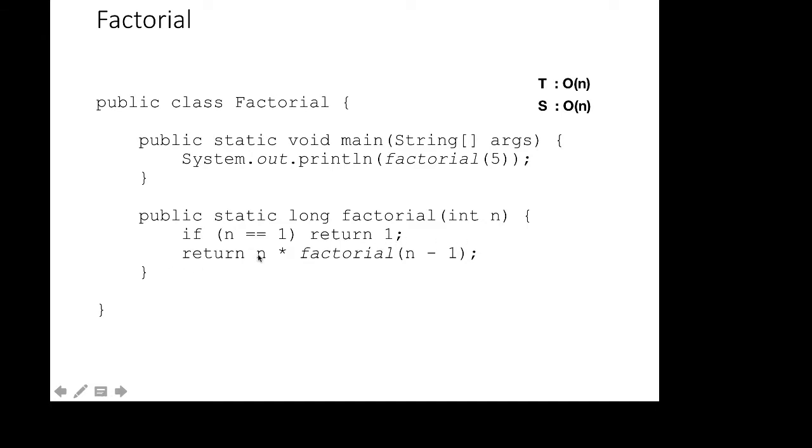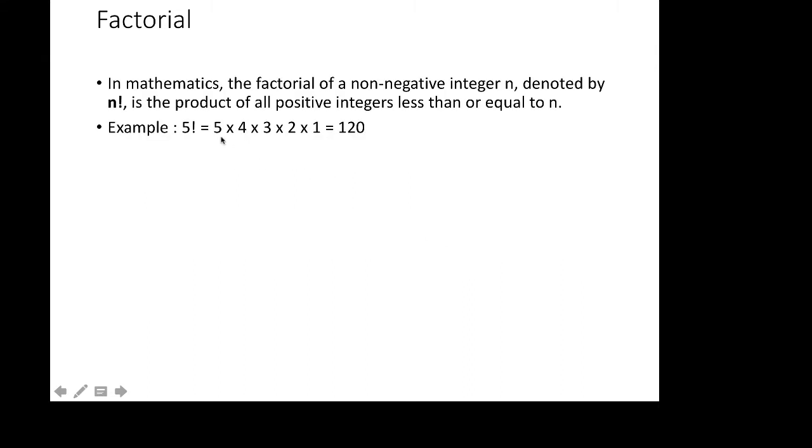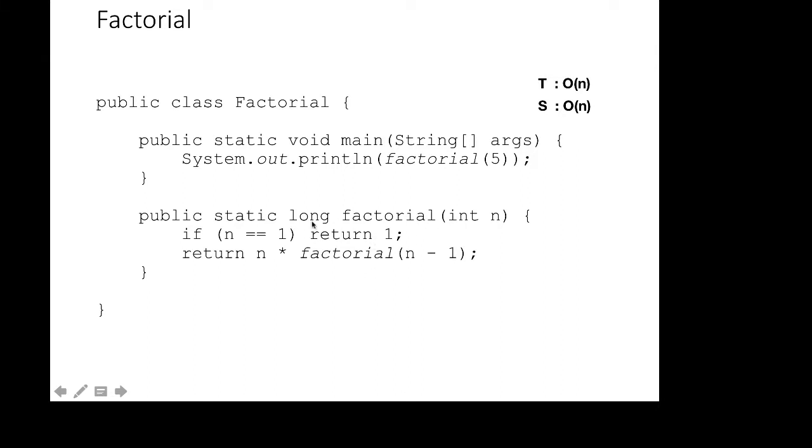And the second line, we simply multiply the number times factorial of the number minus 1. So number times factorial minus 1 until we reach the number 1. That's exactly what it does. And it works the same way as the recursive multiply. It goes using the stack. Time complexity is O of n, and space complexity is also O of n.